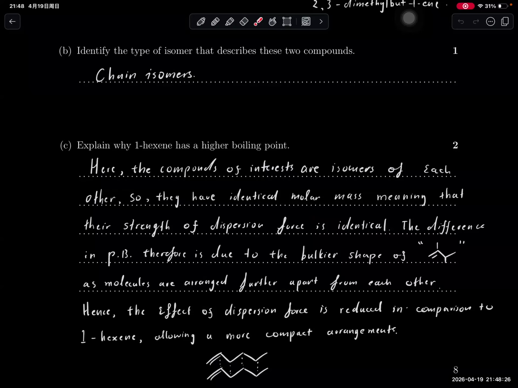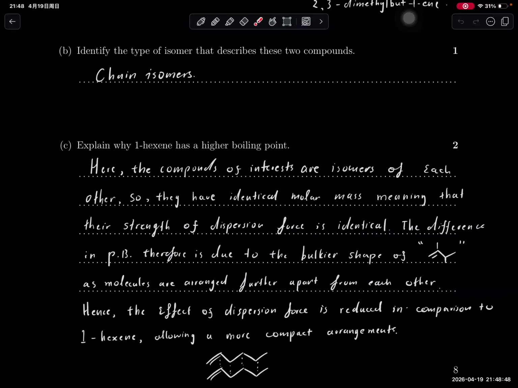So make sure to say that we are controlling a variable. The difference in melting and boiling points is purely due to their geometry, not because of their difference in molar mass. That's why we have isomers. So just make sure to also note that. They have identical molar mass, meaning that their strength of dispersion force is identical, right?